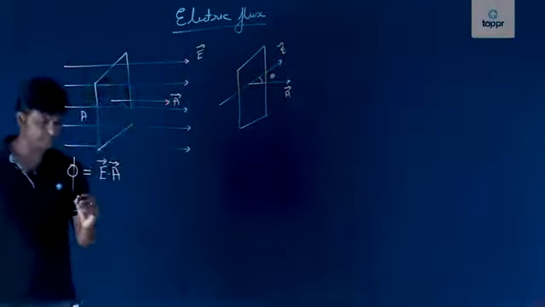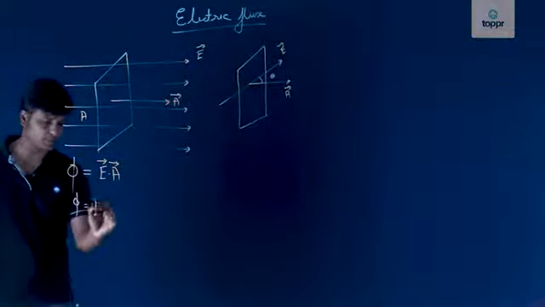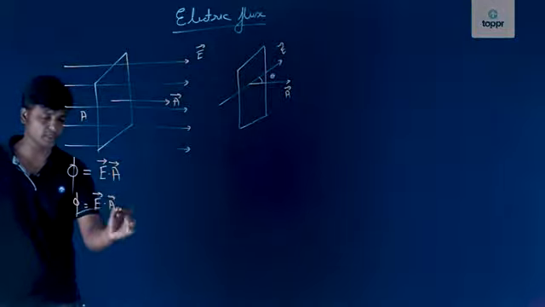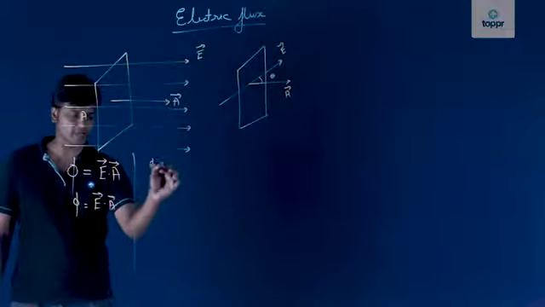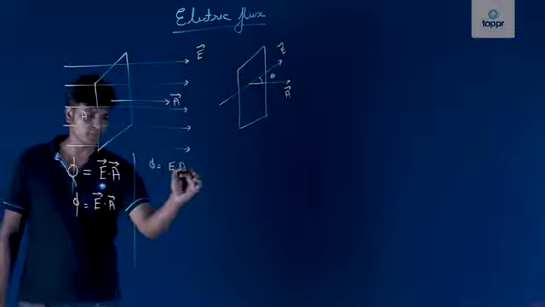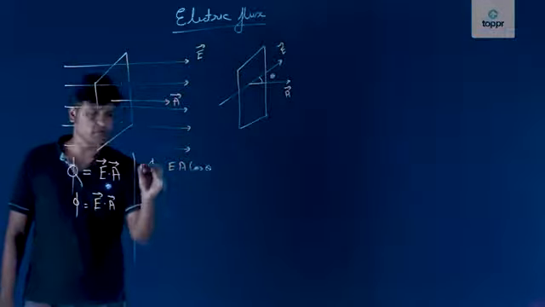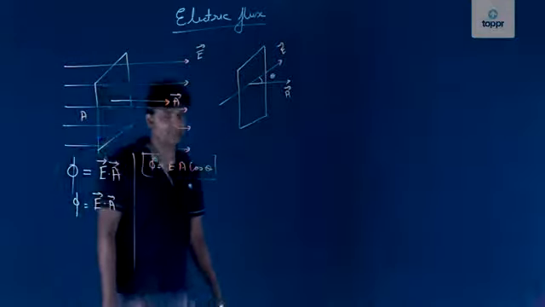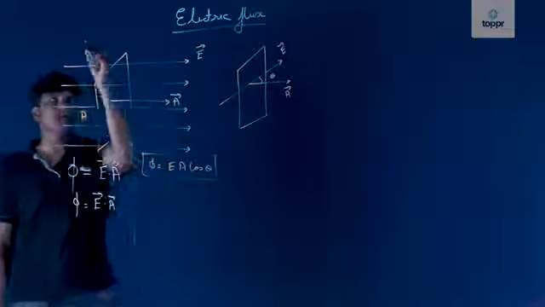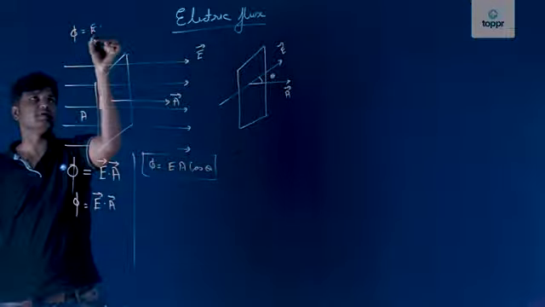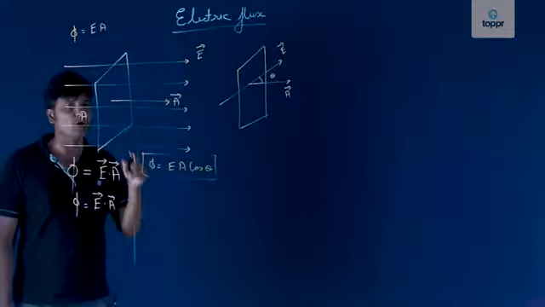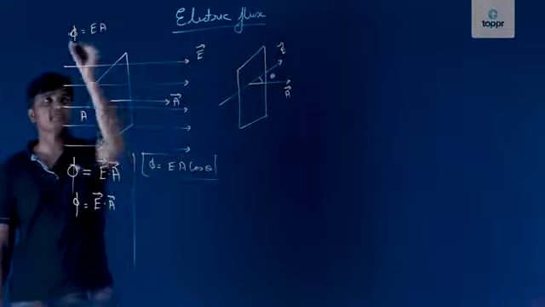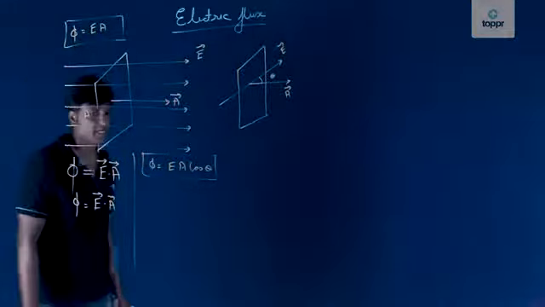So in this particular case, flux is given by phi is equal to E vector dot A vector. So flux is phi is equal to E into A cos theta, where theta is the angle between E vector and A vector. Whereas in the earlier case, what is the angle between A and E? In this particular case, the angle is 0. So I can simply write the electric flux is equal to E into A.